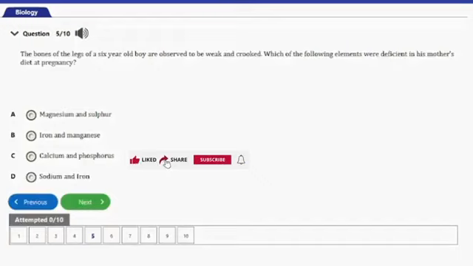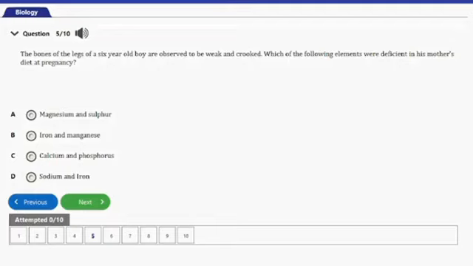It says, the bones of the legs of a 6-year-old boy are observed to be weak and crooked. Which of the following elements were deficits in his mother's diet at pregnancy? A, magnesium and sulfur. B, iron and manganese. C, calcium and phosphorus. D, sodium and iron. So guys, the answer to this question is option C, and that's calcium and phosphorus.